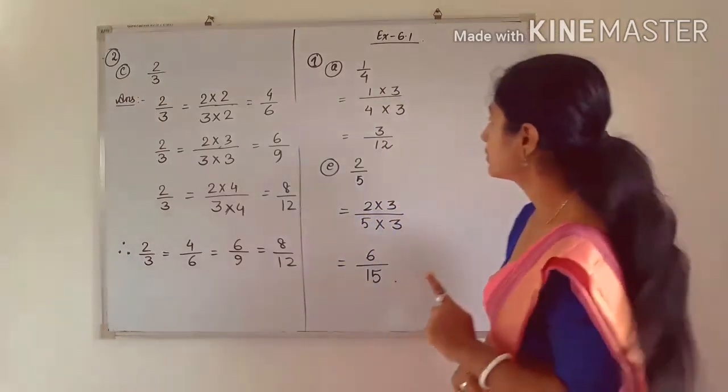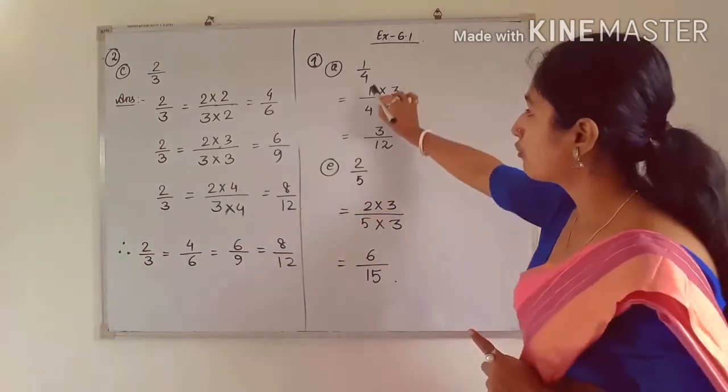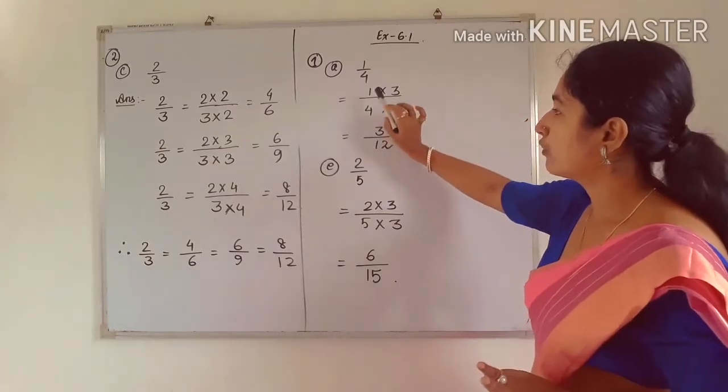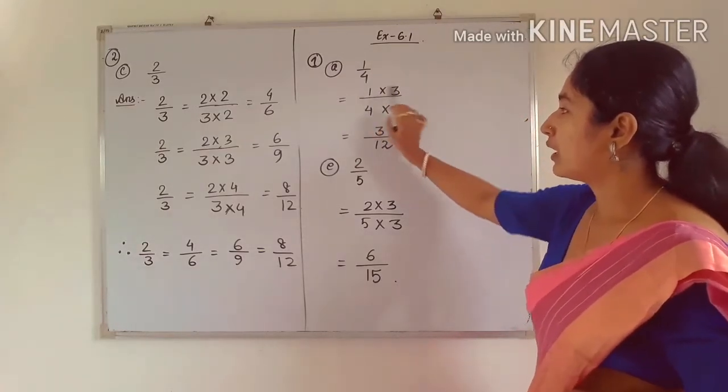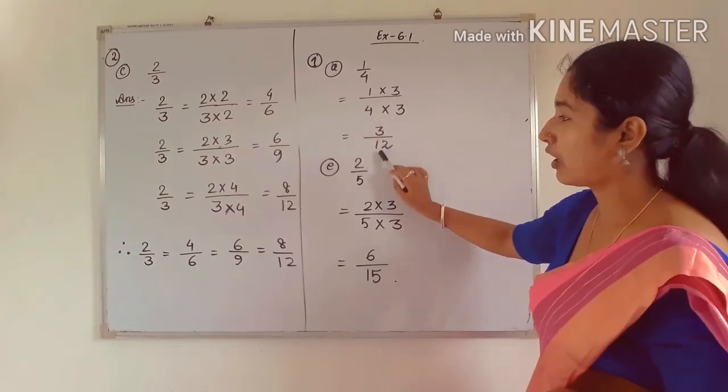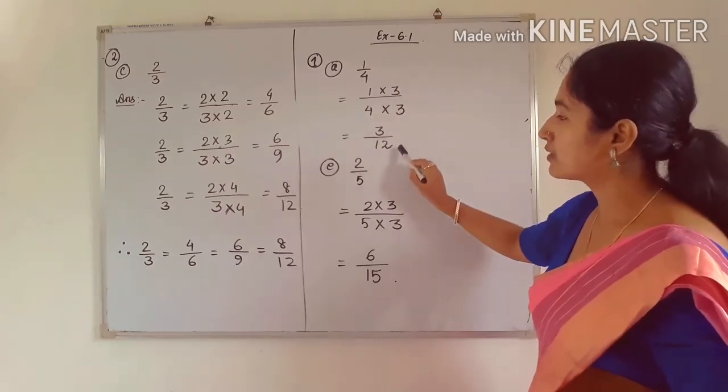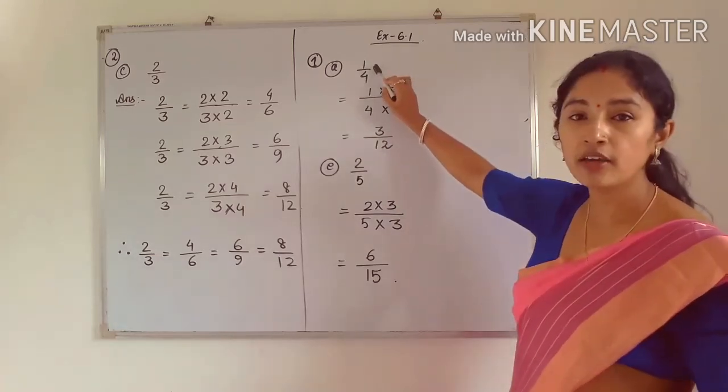See, in number A, 1 by 4 was there. So we will multiply the numerator with 3 and the denominator with 3. So 1 into 3 will be 3 and 4 into 3 will be 12. So 3 by 12 is an equivalent fraction of 1 by 4.